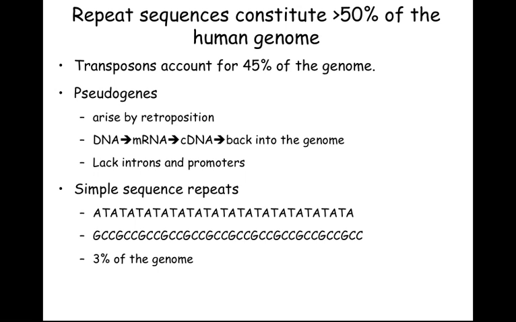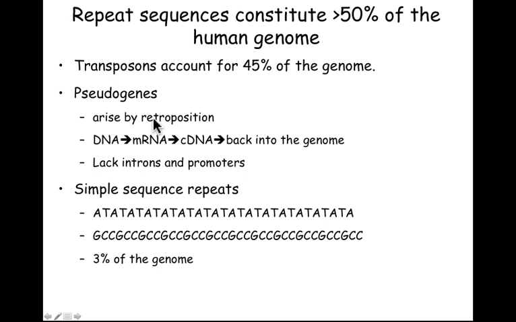So there's lots of repetitive sequences in the genome. Repeat sequences constitute about 50% of the human genome. Transposons account for themselves about 45% of the genome. We also have various pseudogenes, pseudo sort of meaning false genes. And many of these have arisen by retrotransposition.